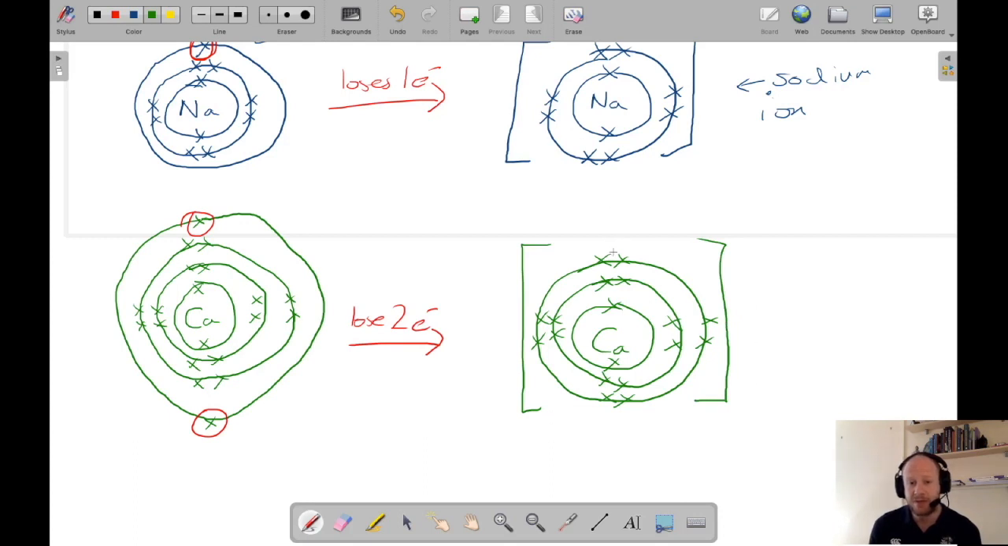But if you notice, we've lost 2 electrons. So this has to have a double positive charge. And we write that as a 2 plus to say that there's 2 lots of positive charge. It's twice as positive as the sodium ion.